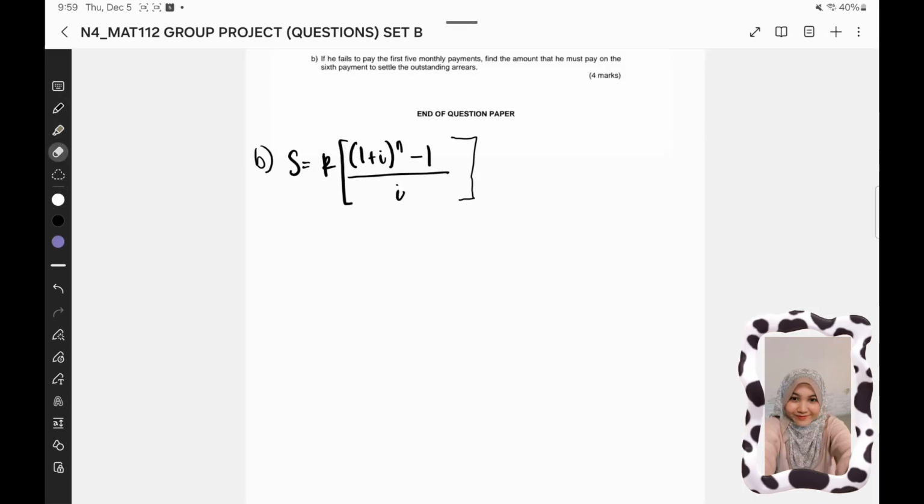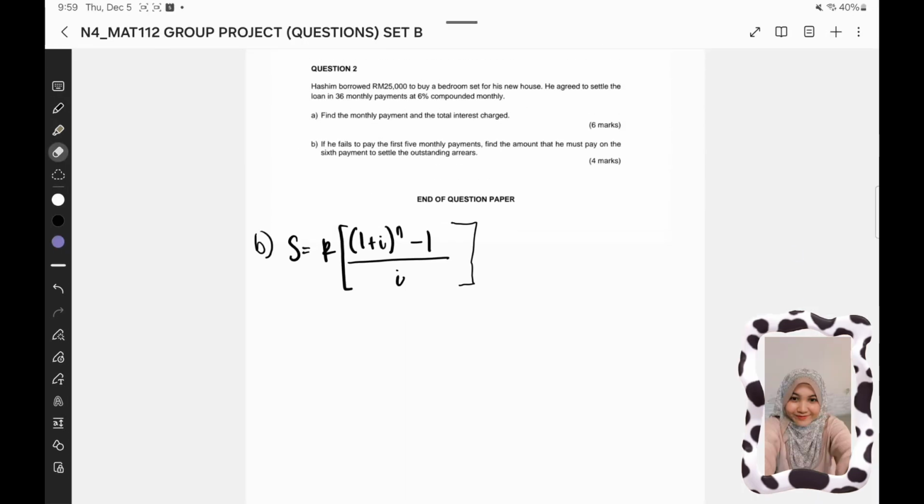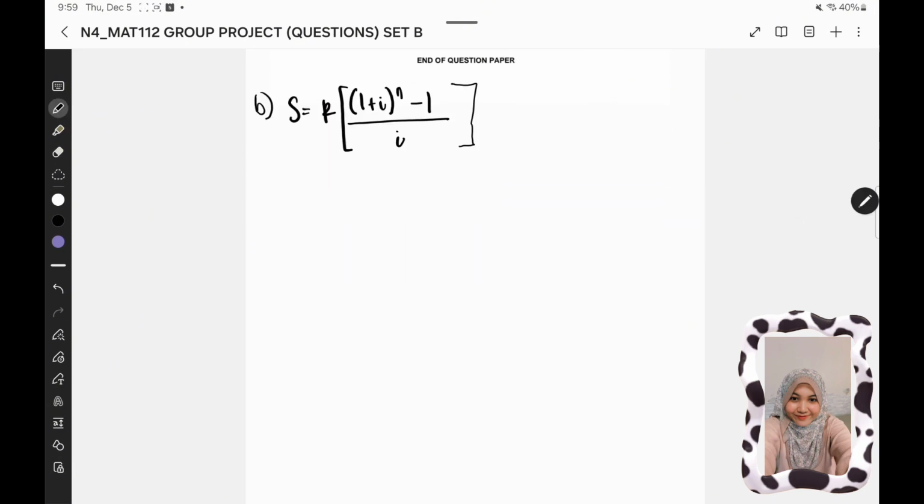Okay, for the next question, B: if he fails to pay the first 5 monthly payments, find the amount that he must pay on the 6th payment to settle the outstanding arrears. For this question, we will use the formula of future value. So the value of S will be RM 25,000.